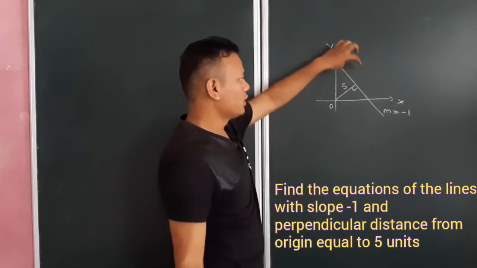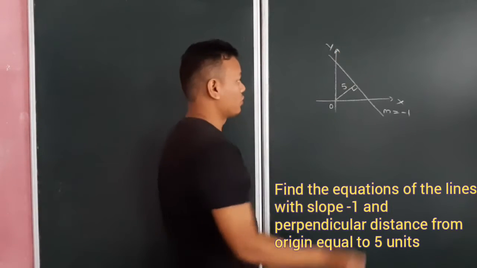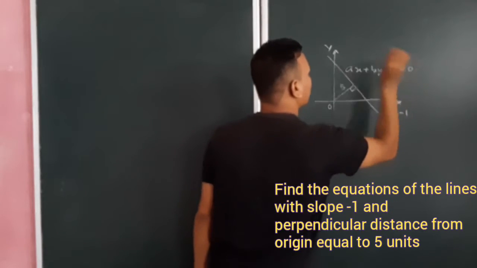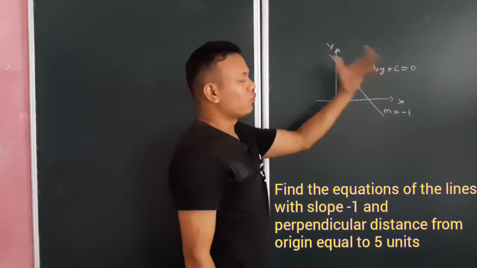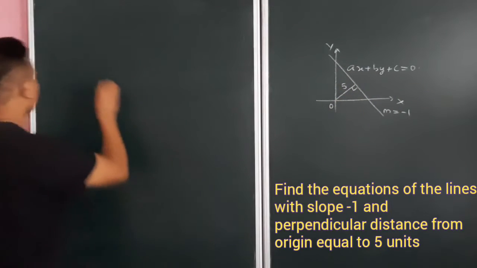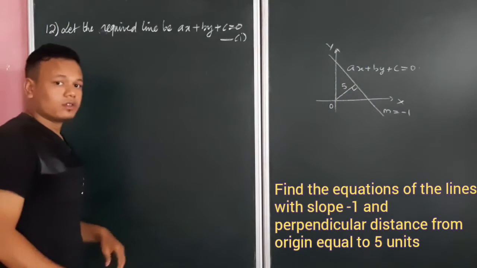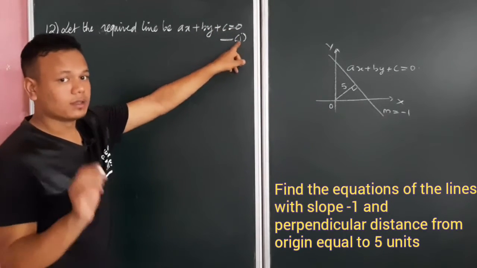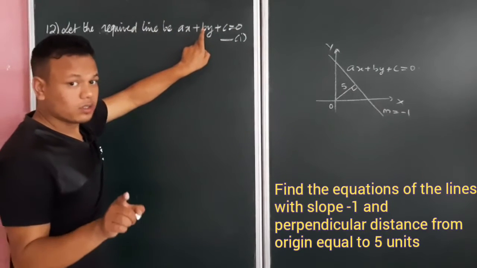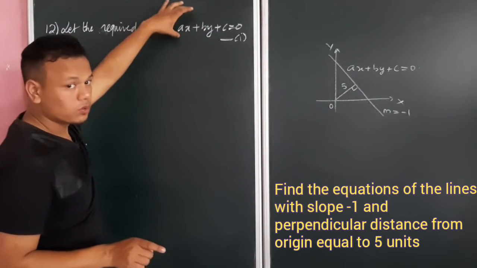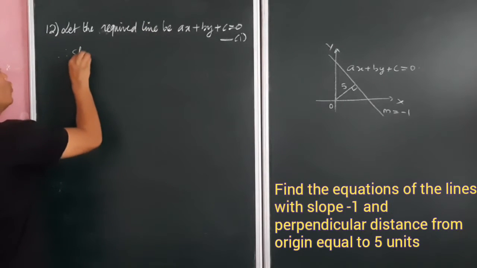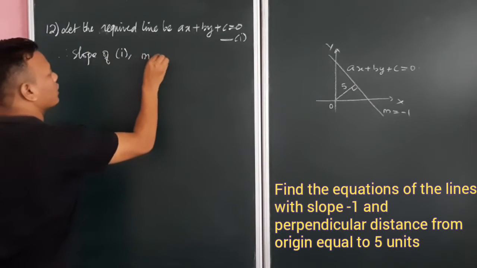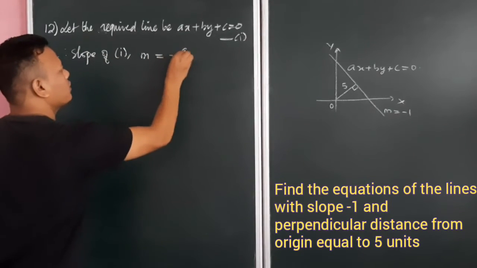Let me call the equation of this line ax plus by plus c equals to 0. This is my question number 12. So let the equation be ax plus by plus c equals to 0, and let me name it equation 1. Now this is given in general form, so its slope, let me call it m, will be equal to minus a by b.